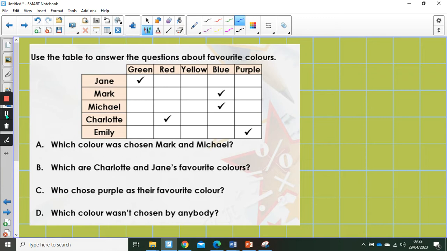The first question says, which colour was chosen by Mark and Michael? Remember, "and" means add. So Michael has chosen blue, and Mark has chosen blue. Which colour was chosen by Mark and Michael? Blue.